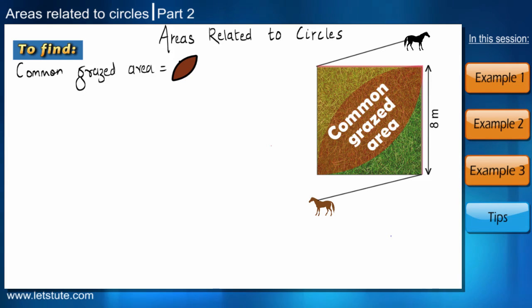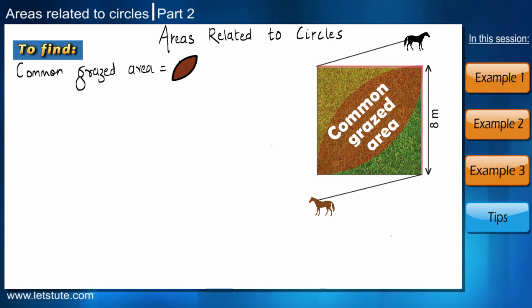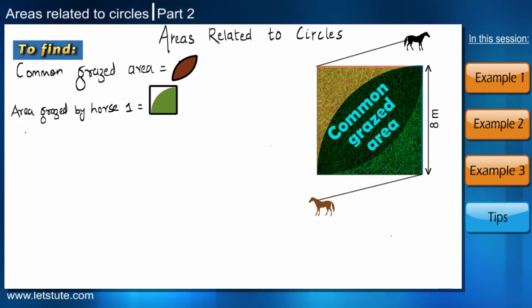At least by now we have an idea about dealing with a combination of 2 shapes, and we know one fact that the area of one shape has to be subtracted from another, isn't it? So let's start. The 2 shapes used in this situation are a quadrant, which is a part of a circle, and a square. We cannot directly find the area of the common grazed region, but we can find the area that each horse will graze individually.